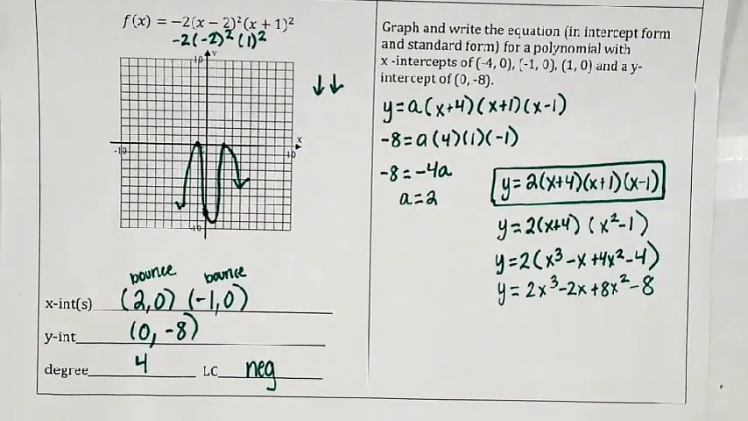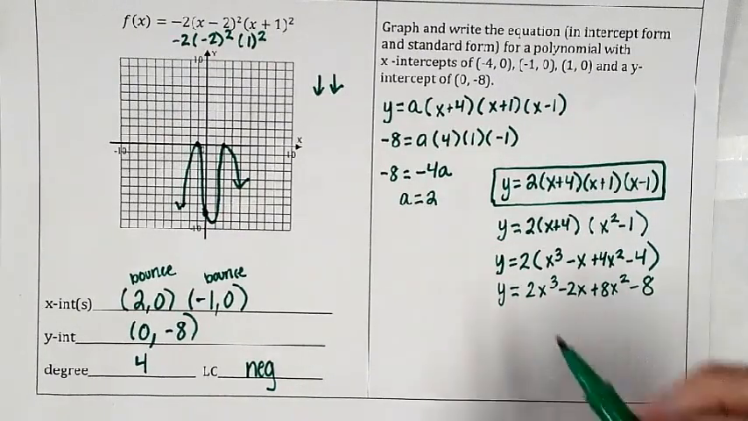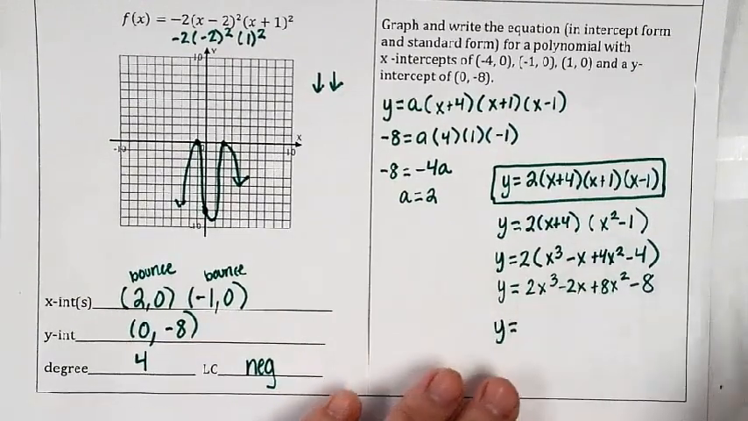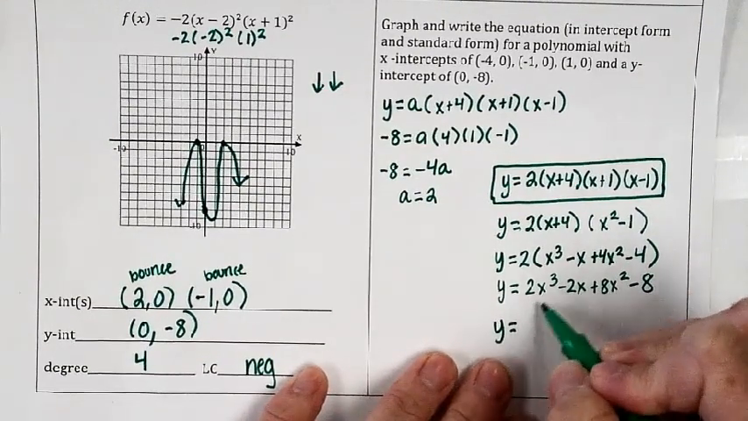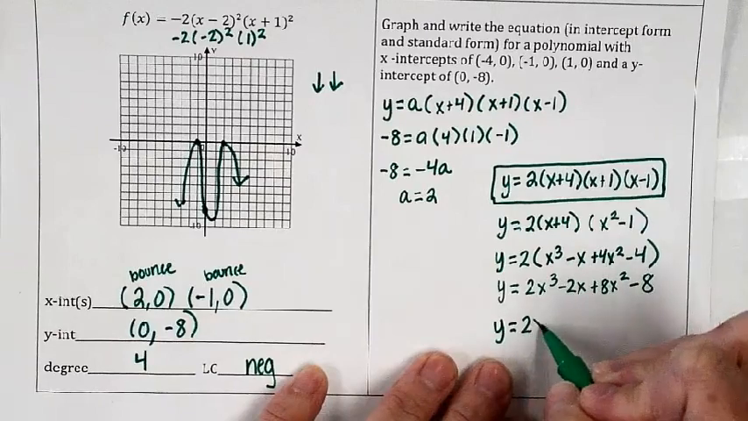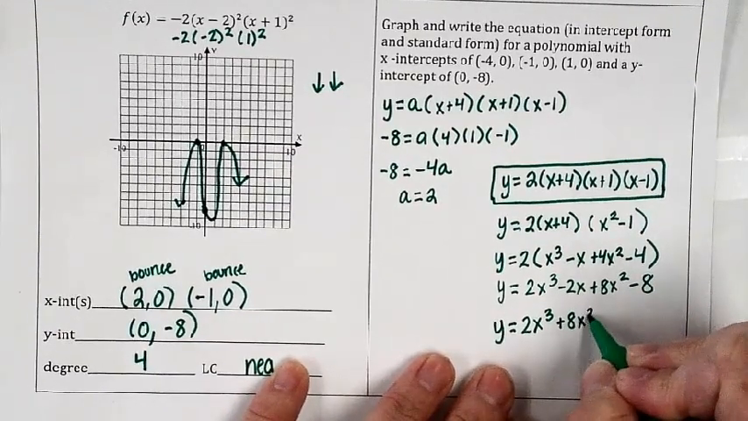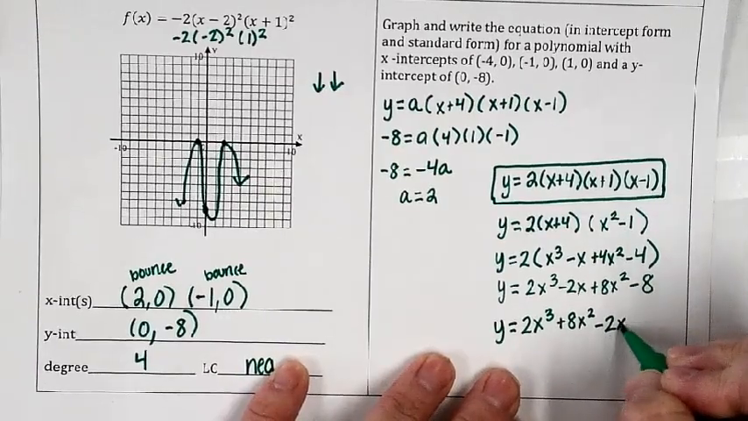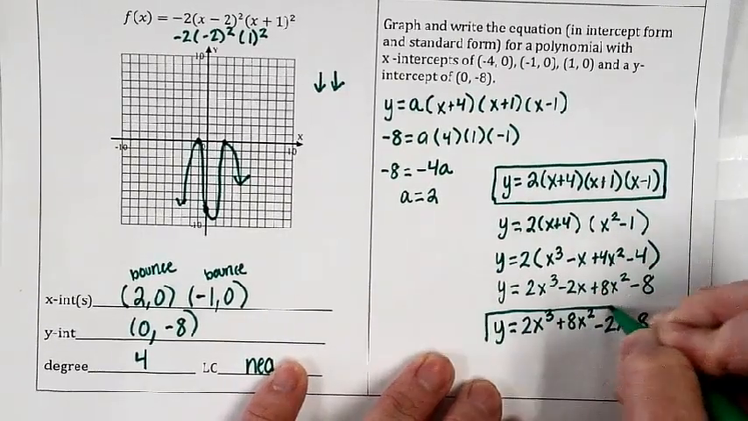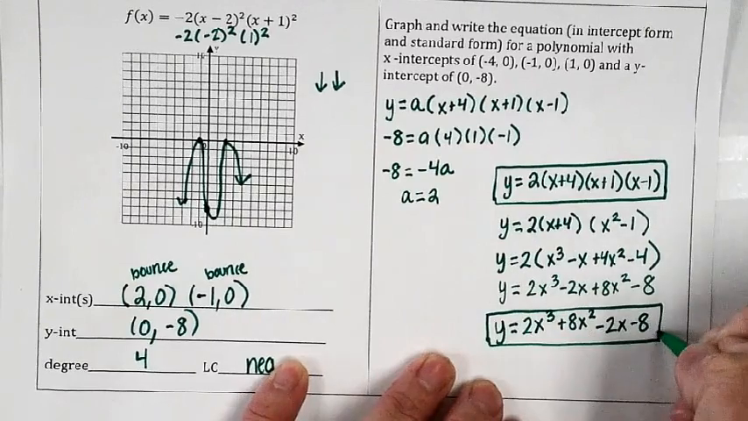Standard form is where you put the exponents from greatest to least. This is not in standard form yet, so we need to write it with exponents from greatest to least. The highest exponent is the cubed. So 2x cubed, then we have the squared, plus 8x squared, then just the x, minus 2x, minus 8. So this will be your equation in standard form.